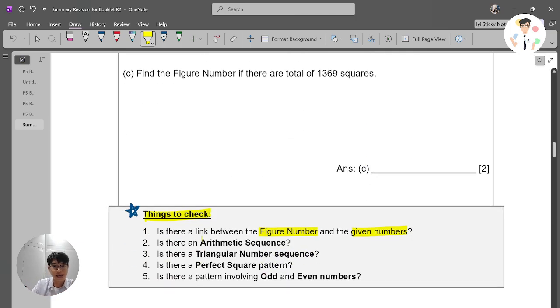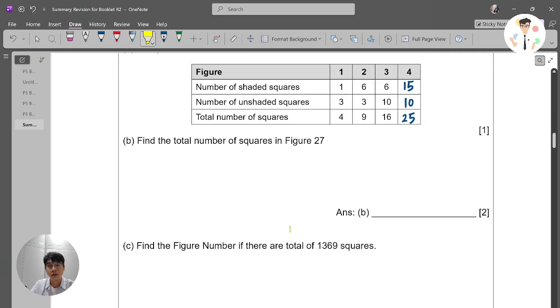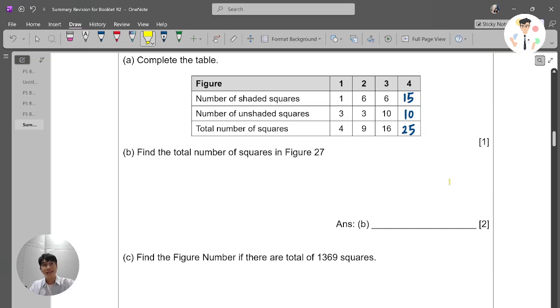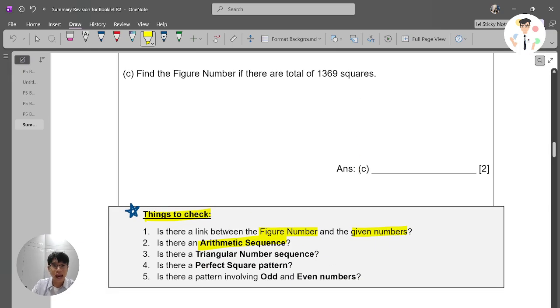Next one, is there an arithmetic sequence? Did you see any arithmetic sequence here? Arithmetic sequence means you are adding the same value or decreasing the same value. So 1 plus 5, is it plus 5? No. 3 plus 0, plus 0? No. 4 plus 5 becomes 9. 9 plus 5 becomes 16? No, it is 14, right? So I know that arithmetic sequence is not really it, okay?